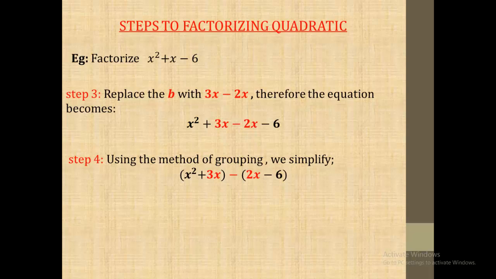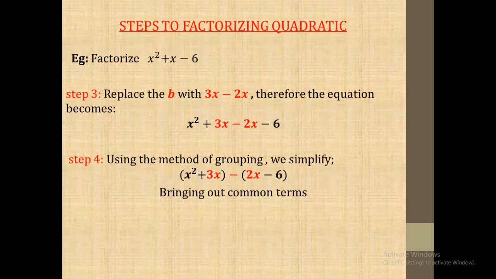Now what we are going to do here is to look for common terms for each bracket. If I take the first bracket, which is x squared plus 3x, what is common? From the first bracket, we can see that x is common. Since x is common, it means I can bring that common factor out.